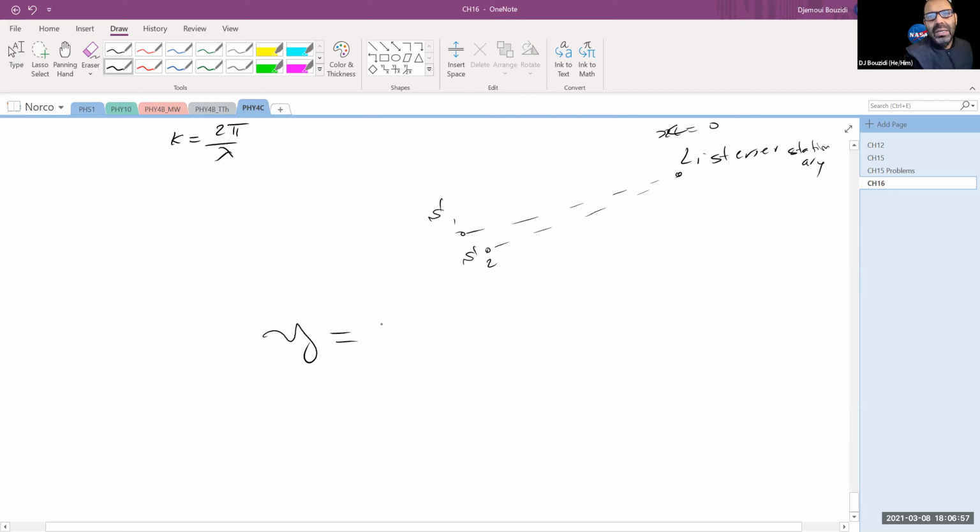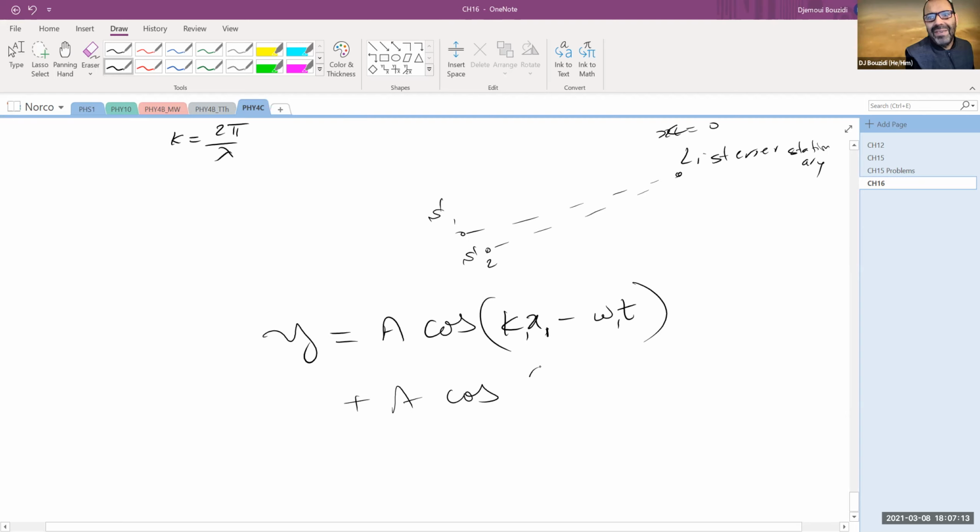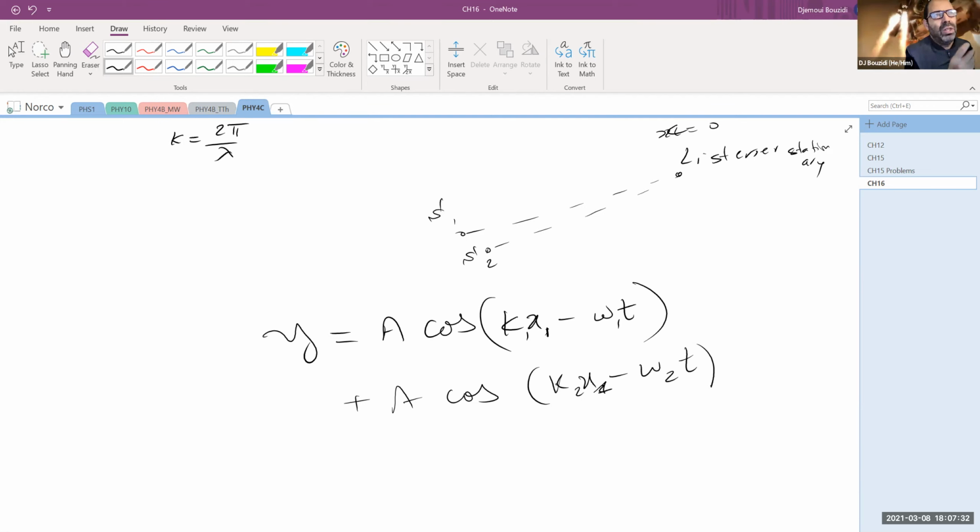So for me, y is equal to A cosine of k1 x1, and this number is fixed, minus omega 1 t, where t changes with time, plus A times cosine of, again, k2 x1, because it's the same number in here, okay? So the x is fixed, minus omega 2 t, okay? This number x is just a fixed number, so I could take it equal to 0 from the get-go and simplify the headache that is going to arise from it. The only thing it is going to change is the angle, that's all, okay?